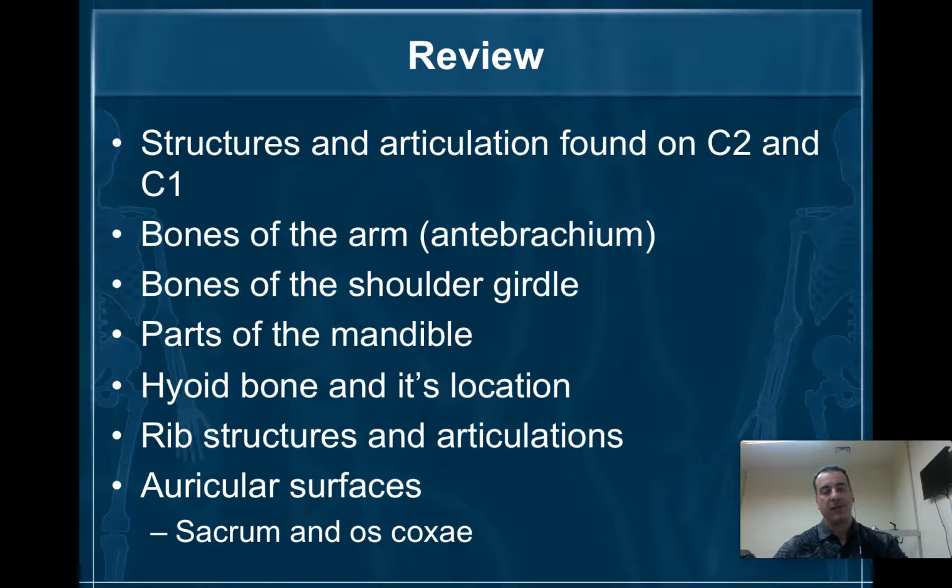Rib structures and articulations. Okay, how the ribs attach to the vertebrae of the thoracic vertebrae. Make sure you know that they kind of straddle over the vertebral, and they straddle over the intervertebral discs.